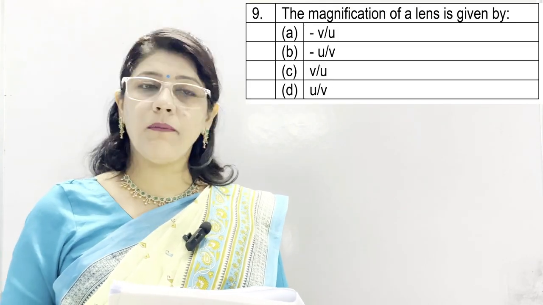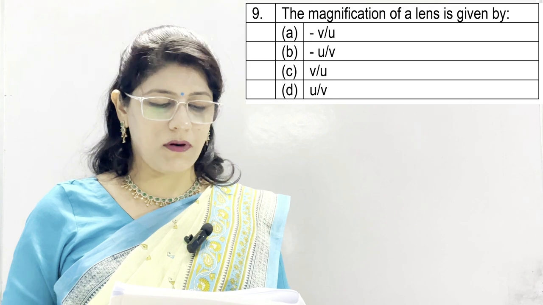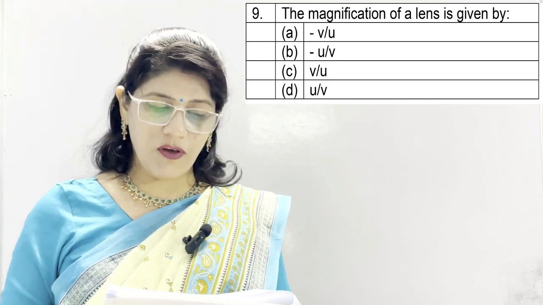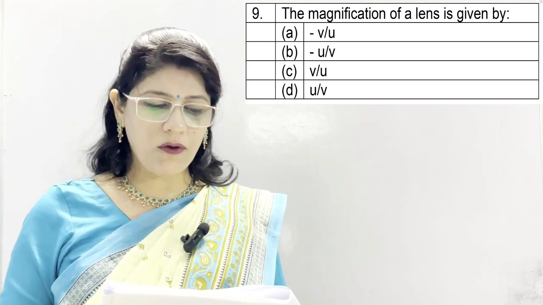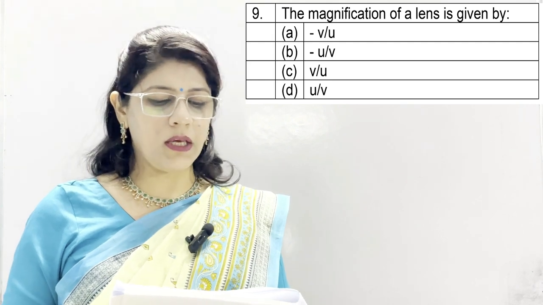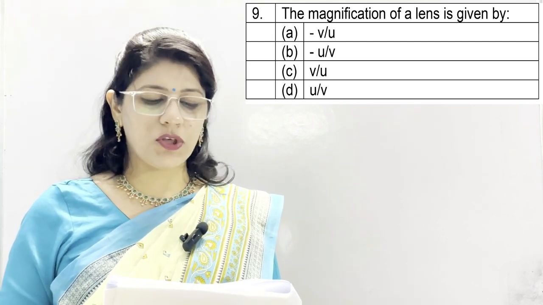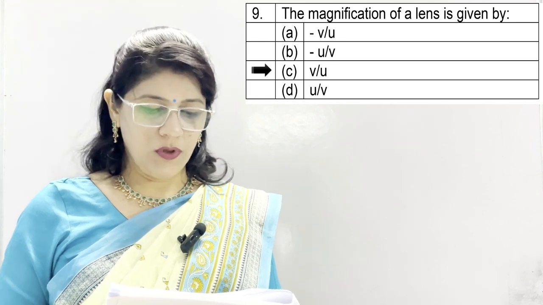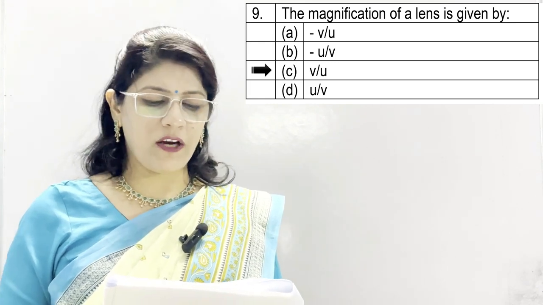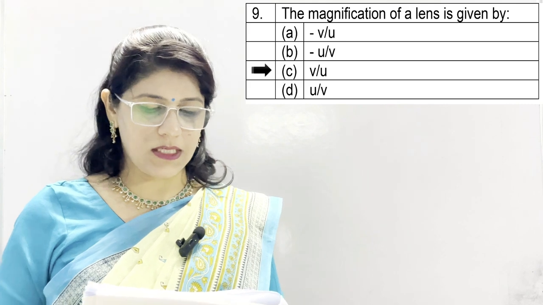Now question number 9. The magnification of a lens is given by option A, minus v by u, B is minus u by v, C is v by u and D is u by v. And the correct option is C, v by u. v is distance of image divided by distance of object from the lens.